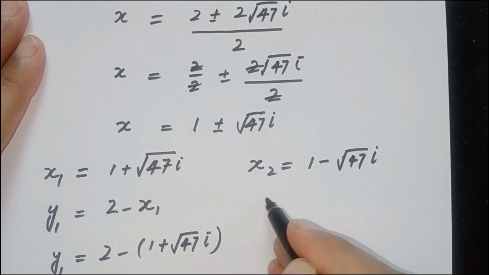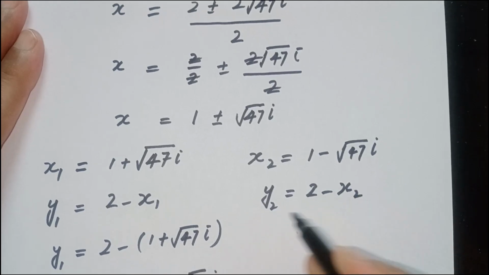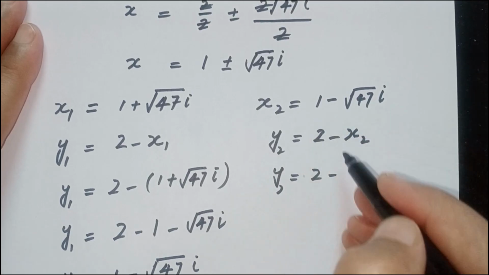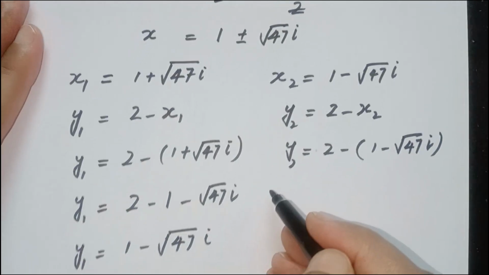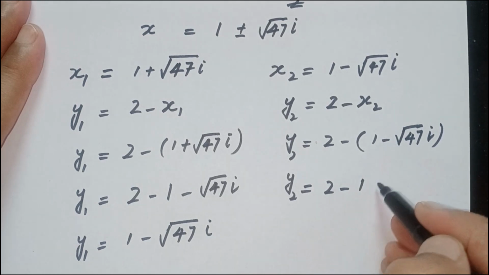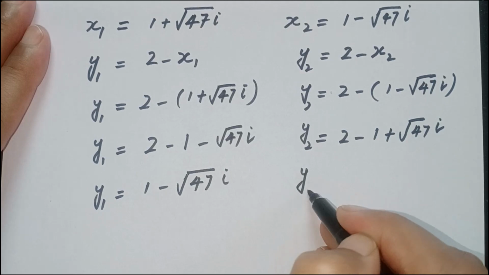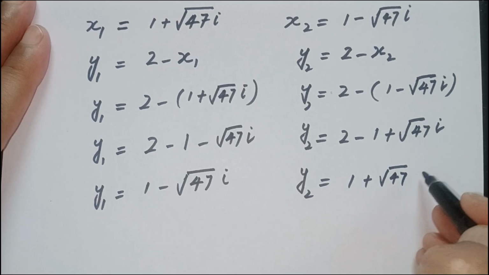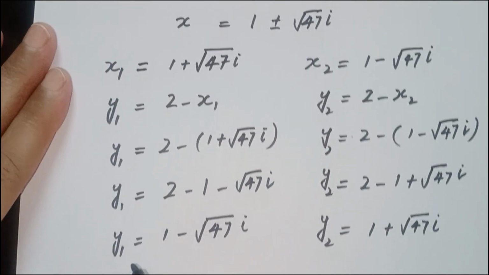It is y1. Now from x2 we will calculate y2: y2 is 2 minus x2. Here we will insert the value of x: 2 minus (1 minus square root 47 I). So y2 is equal to 2 minus 1 plus square root 47 I, which is 1 plus square root 47 I. So y1 and y2 we have calculated from x1 and x2.